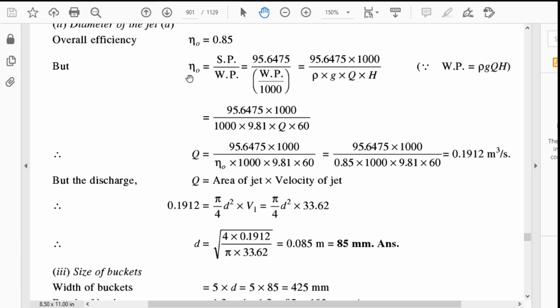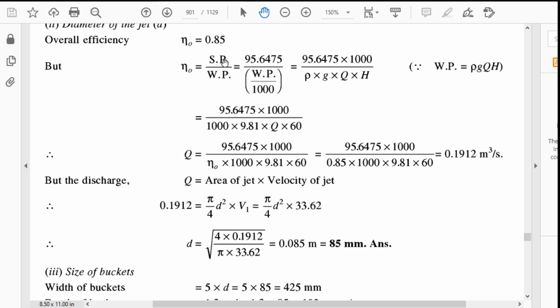Overall efficiency is shaft power divided by water power, that is 95.6475 divided by water power by 1000. So substitute here rho g and 60h, you can get the value of discharge. The total discharge will be 0.1912 meter cube per second. This value will be your discharge.